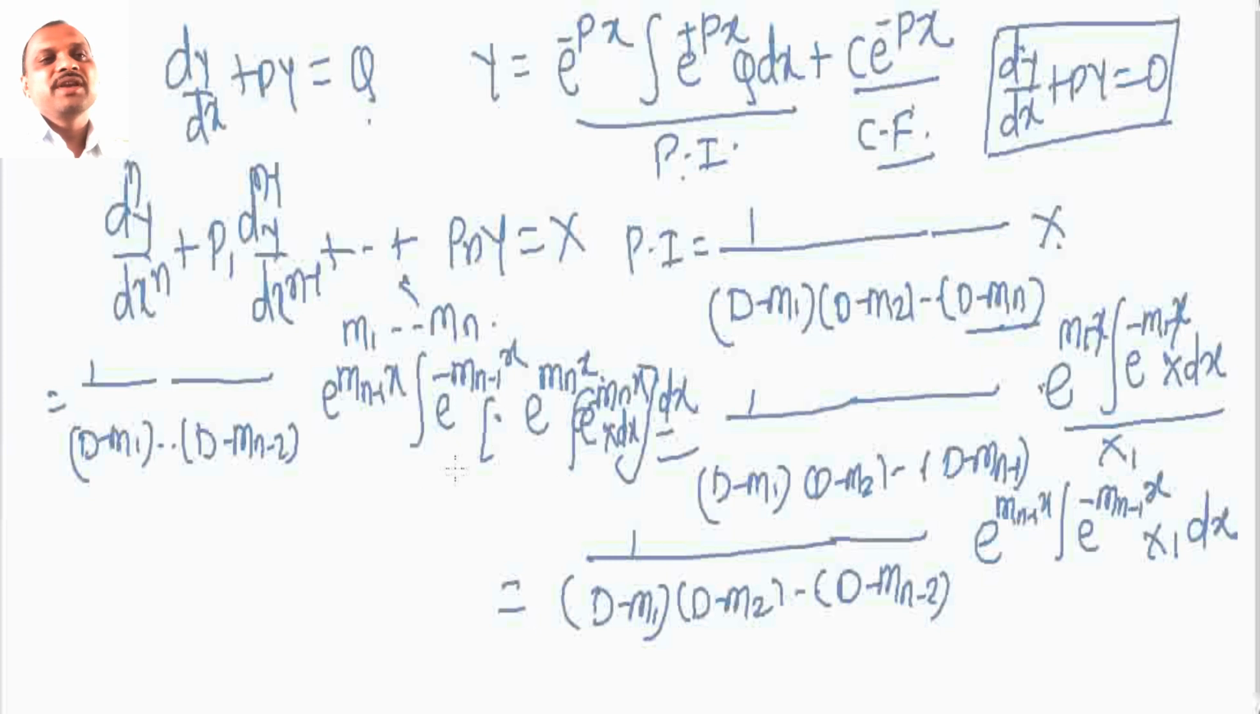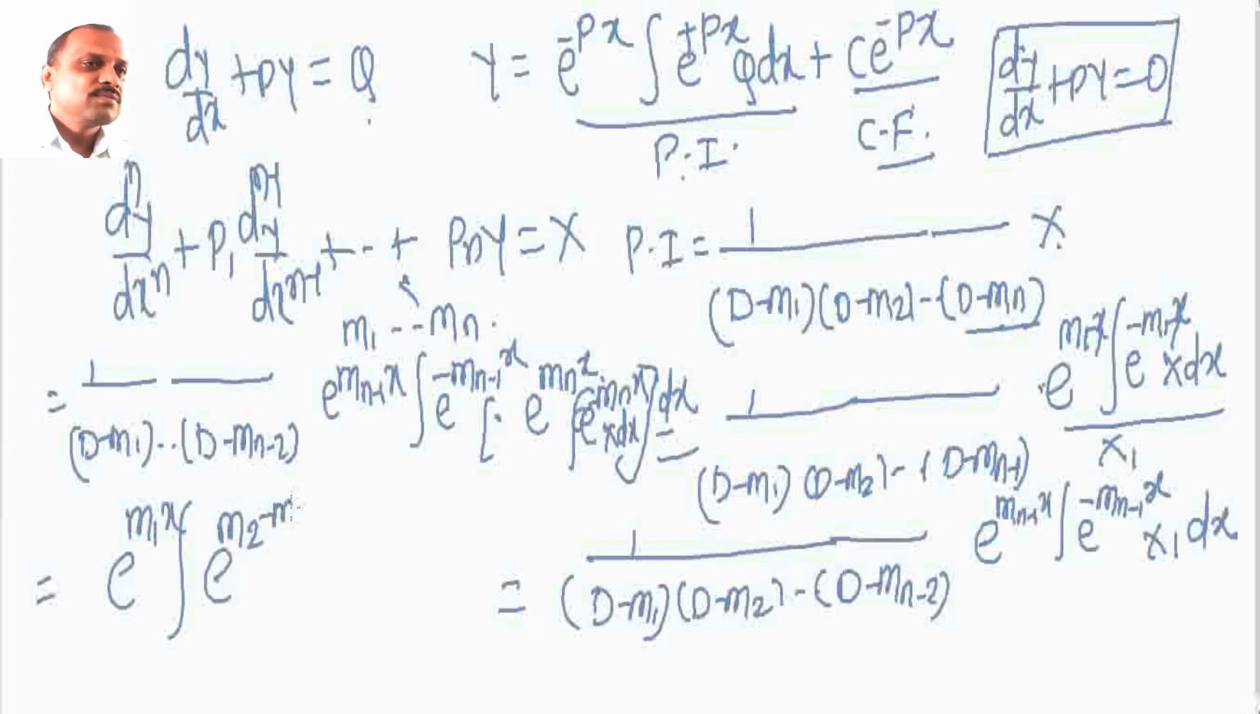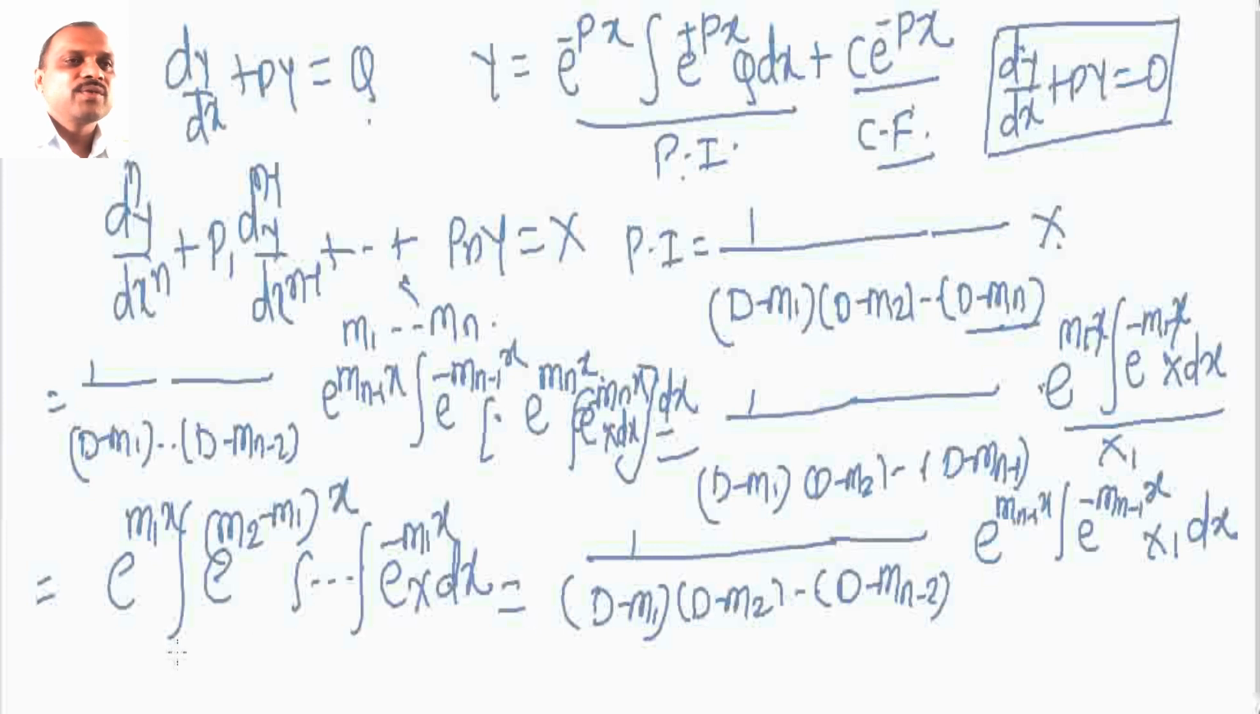Here you can see everywhere we get dx like this. So whenever we proceed one by one from right to left, this is equal to e raised to m1 x, integration of e raised to (m2 minus m1) x ... integration ..., and the last term will be e raised to minus mn x into x into dx.